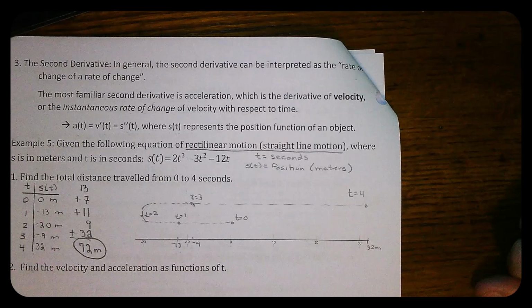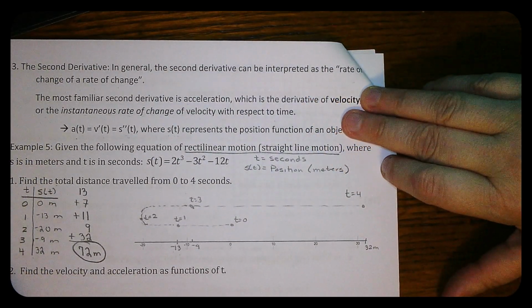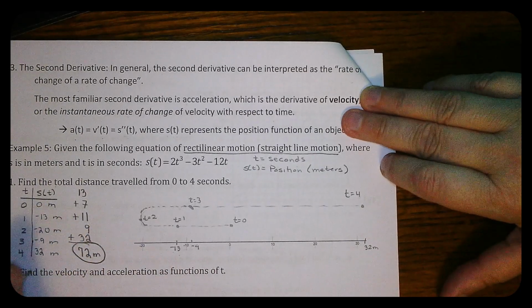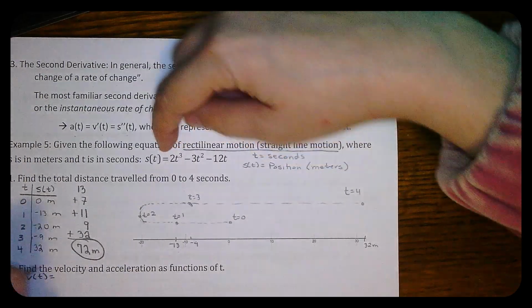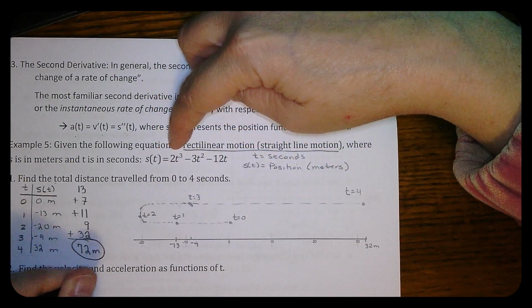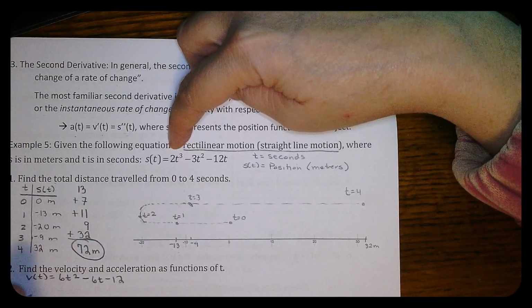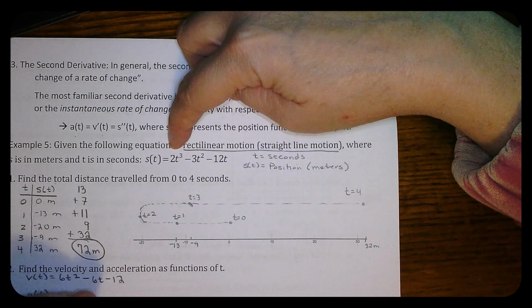Okay, let's keep going. This is a very important example. You may see it again. All right, second example, or second question says, find the velocity and acceleration as functions of t. Okay, so the velocity function will be the derivative of this position function. So that would be 6t squared minus 6t minus 12. And the acceleration function would be the derivative of velocity, which would be 12t minus 6.